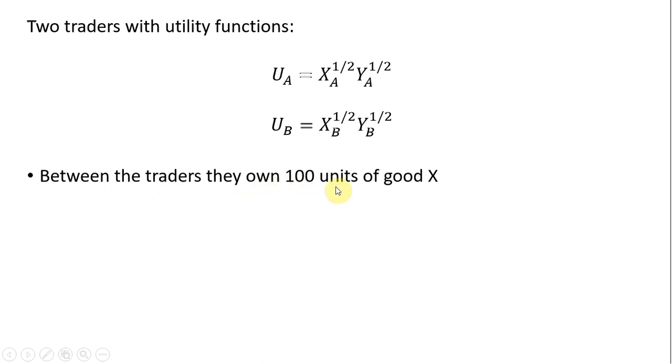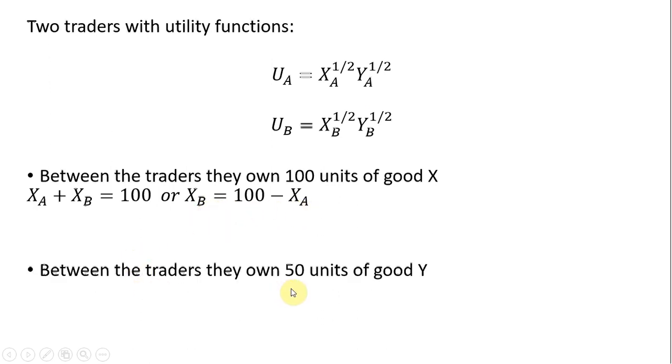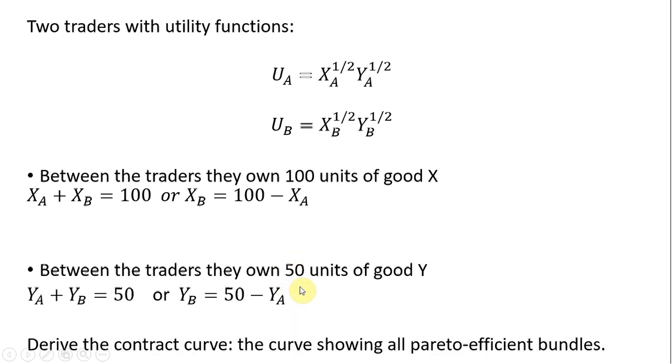Between the traders they own 100 units of good X, so 100 equals X subscript A plus X subscript B, and if we want we can solve this for X subscript B. And between the traders they own 50 units of good Y, which implies the following. These last results here, X subscript B equals this and Y subscript B equals this, we're going to use in our next slide.